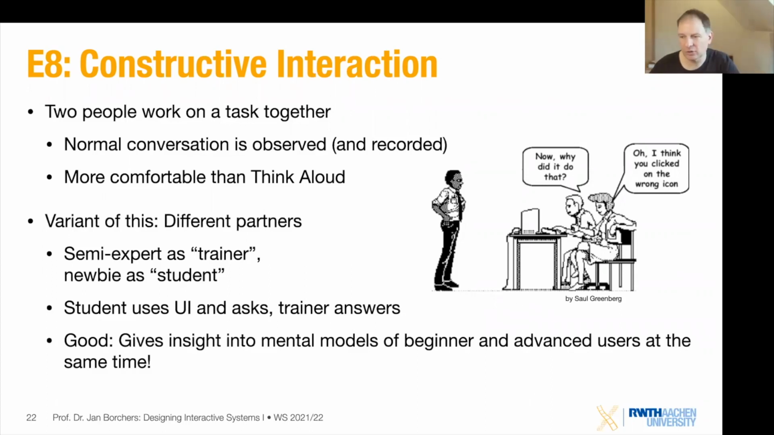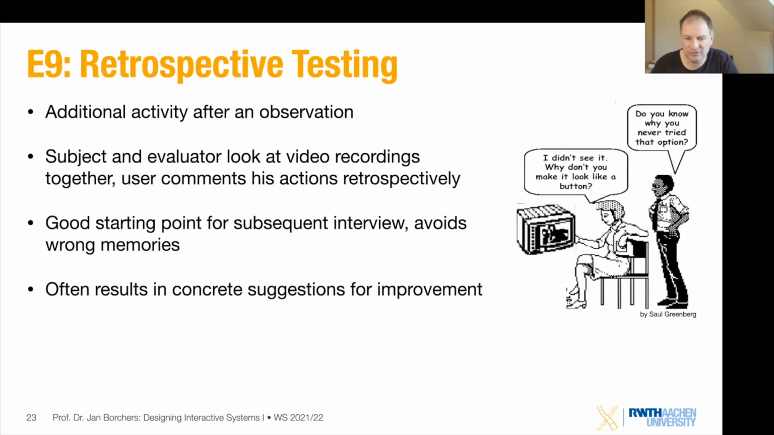E9 is not building on top of the other ones, but is actually more of an orthogonal thing that you can always do as an additional activity. So let's say you've done an observation, maybe even a silent observation where you haven't really heard something. And there you can now go in and look at the actual interaction of the user on a video recording, right? So you record what the user did, and after the user's done with the task, you go over the video together. And then the user can comment on his actions retrospectively, which means it's actually a little bit more natural to do it that way than having to talk aloud while she's doing it.